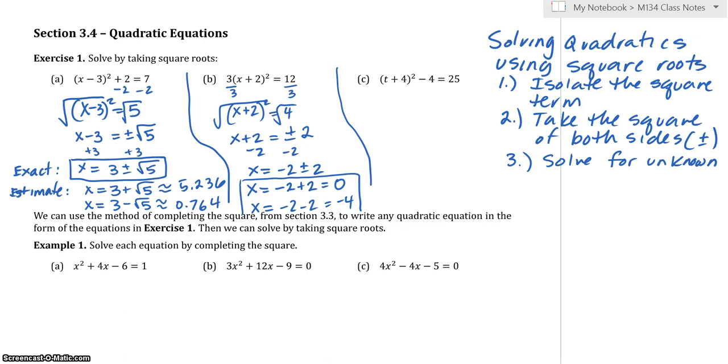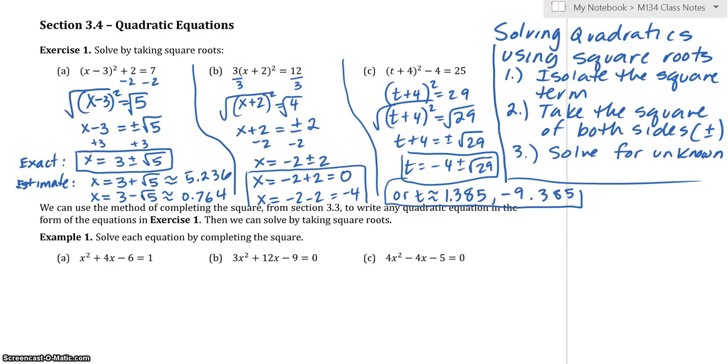So try C. If you did not get the other ones, pause again. If you did, continue on. On this one, we'll just display the solution. So here is the solution. If you did it correctly, you add 4 first, take the square root of both sides, then solve for t. And this is again the exact answer, or you can use your calculator to get the estimate.